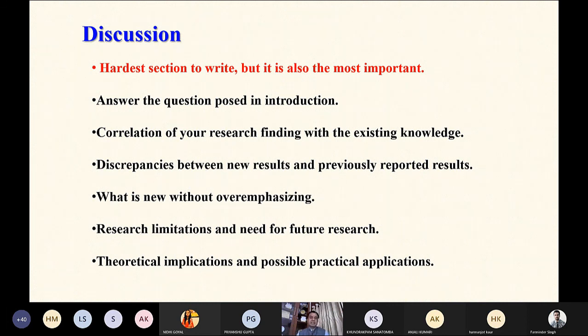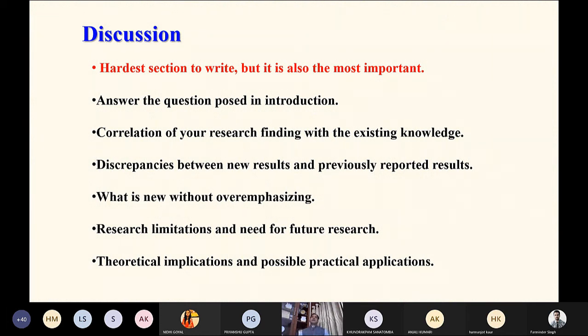If some discrepancies are there, we have to indicate that our results are different from the results in the existing literature, with some justification. These are the reasons our results are different from the results in the past.